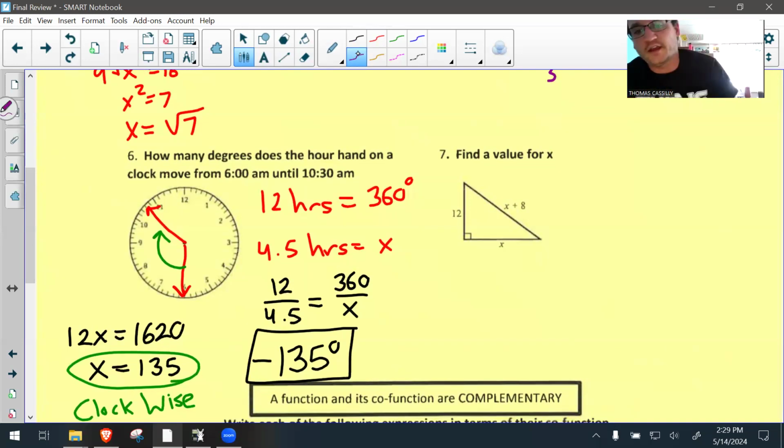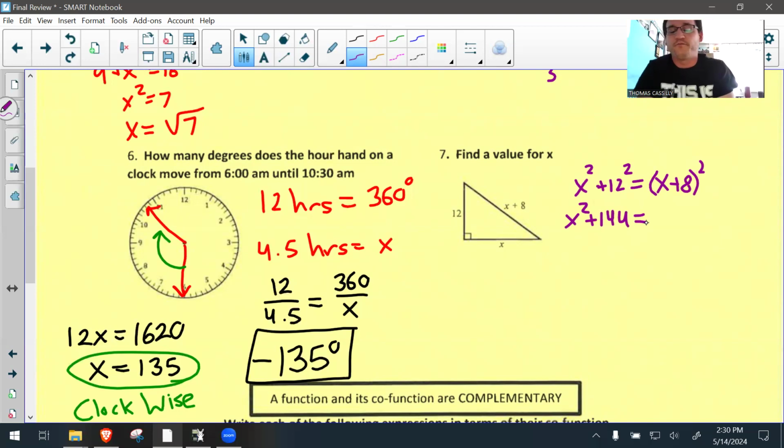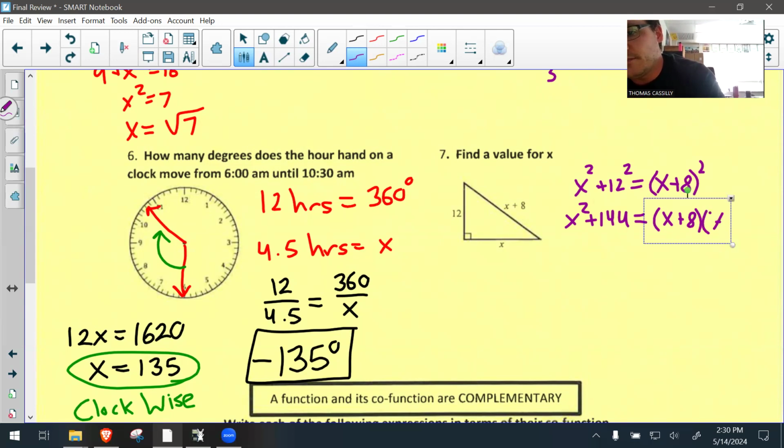Next one. Find the value for x. This one really doesn't have much to do with trig. This is the Pythagorean theorem. We use that all the time this year. x squared plus 12 squared, right? The leg squared plus the other leg squared is equal to the hypotenuse squared. All right, in a problem like this, the most common mistake I see is on the right-hand side of this problem. This x plus 8 squared. You have to remember, what does a square mean? Well, a square means multiply by itself. So x plus 8 squared turns into x plus 8 times x plus 8.